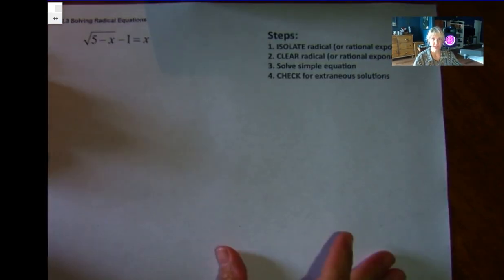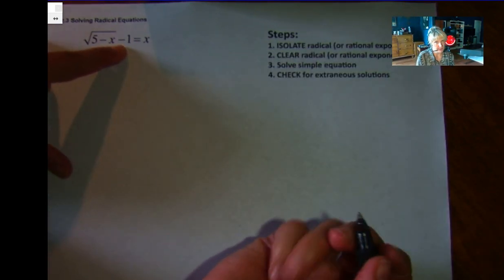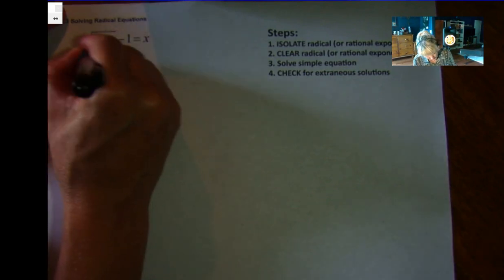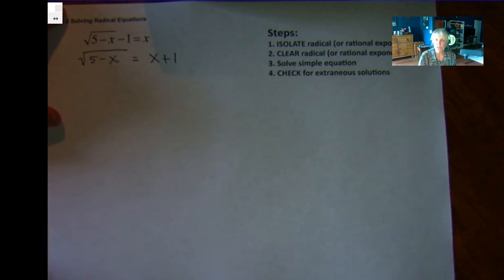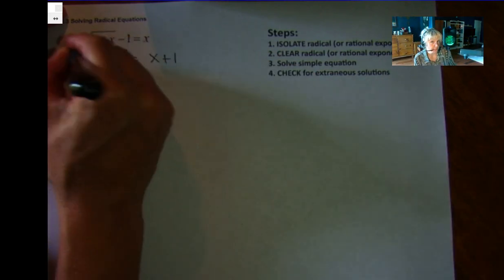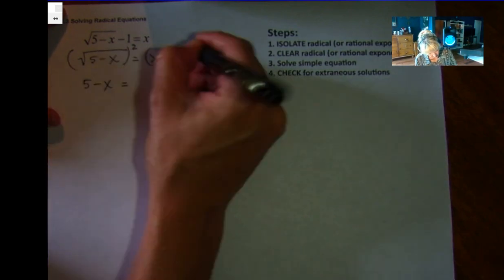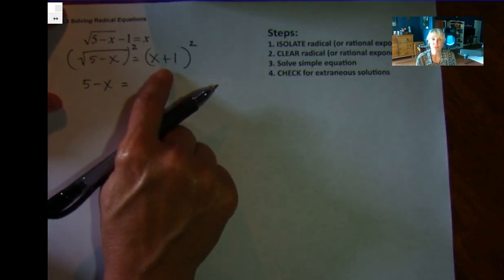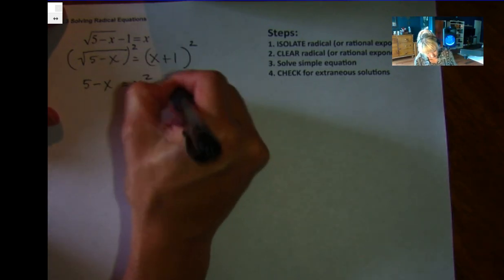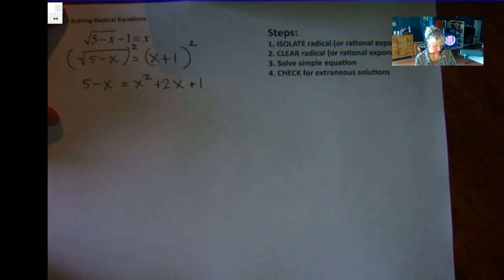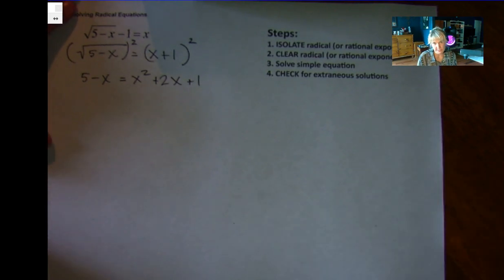Okay, so isolate the radical. The radical is not isolated. It has a minus 1 right there, so I'm going to move that over. So we are going to have 5 minus x equals x plus 1. Let's go ahead and clear the radical. It's a square root, so we're going to raise it to the second power. So it's going to be 5 minus x equals, and I'm going to go ahead and FOIL that perfect square trinomial out. So x squared plus 2x plus 1. Again, you have yourself a quadratic, so go ahead and set it equal to 0 and let's solve.